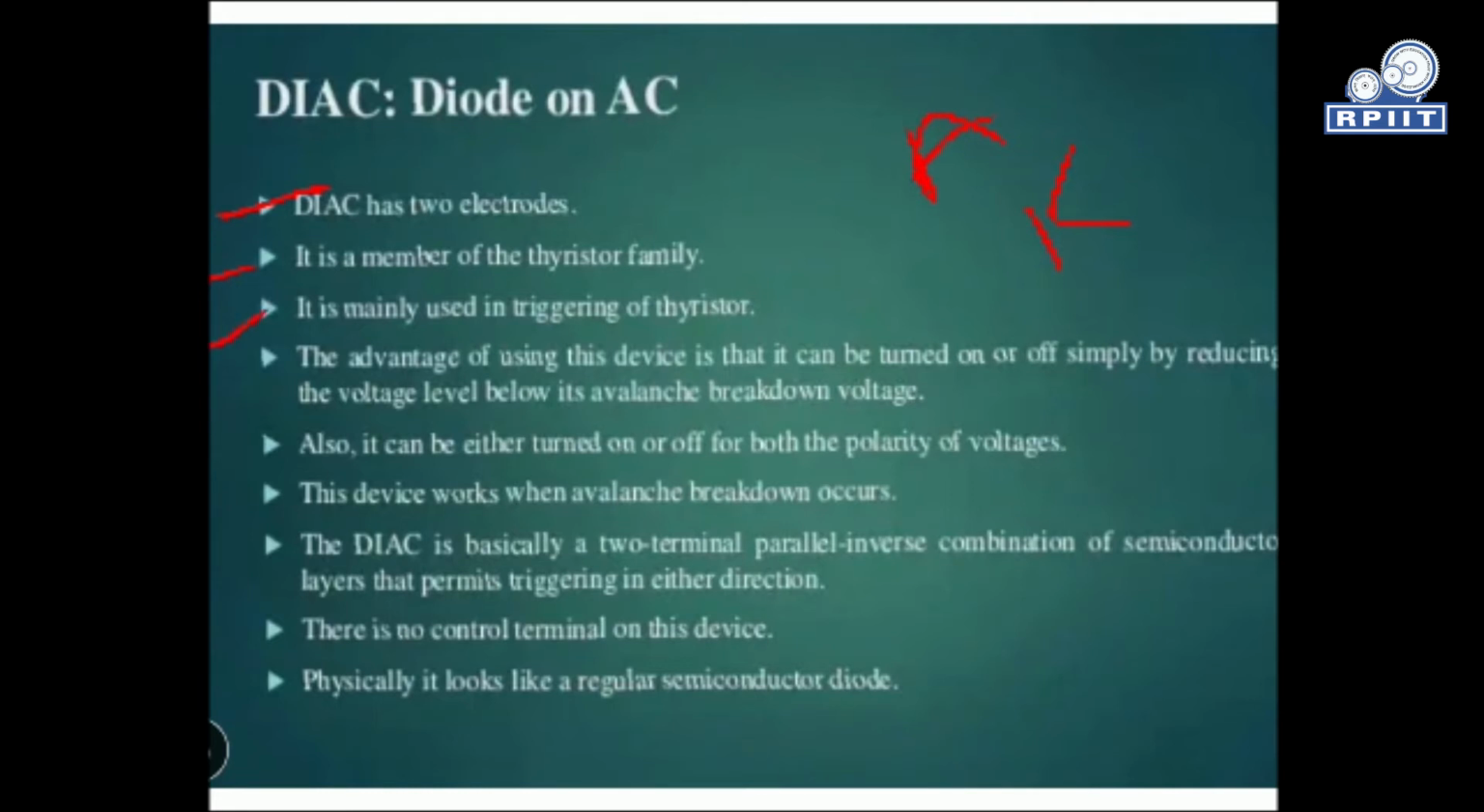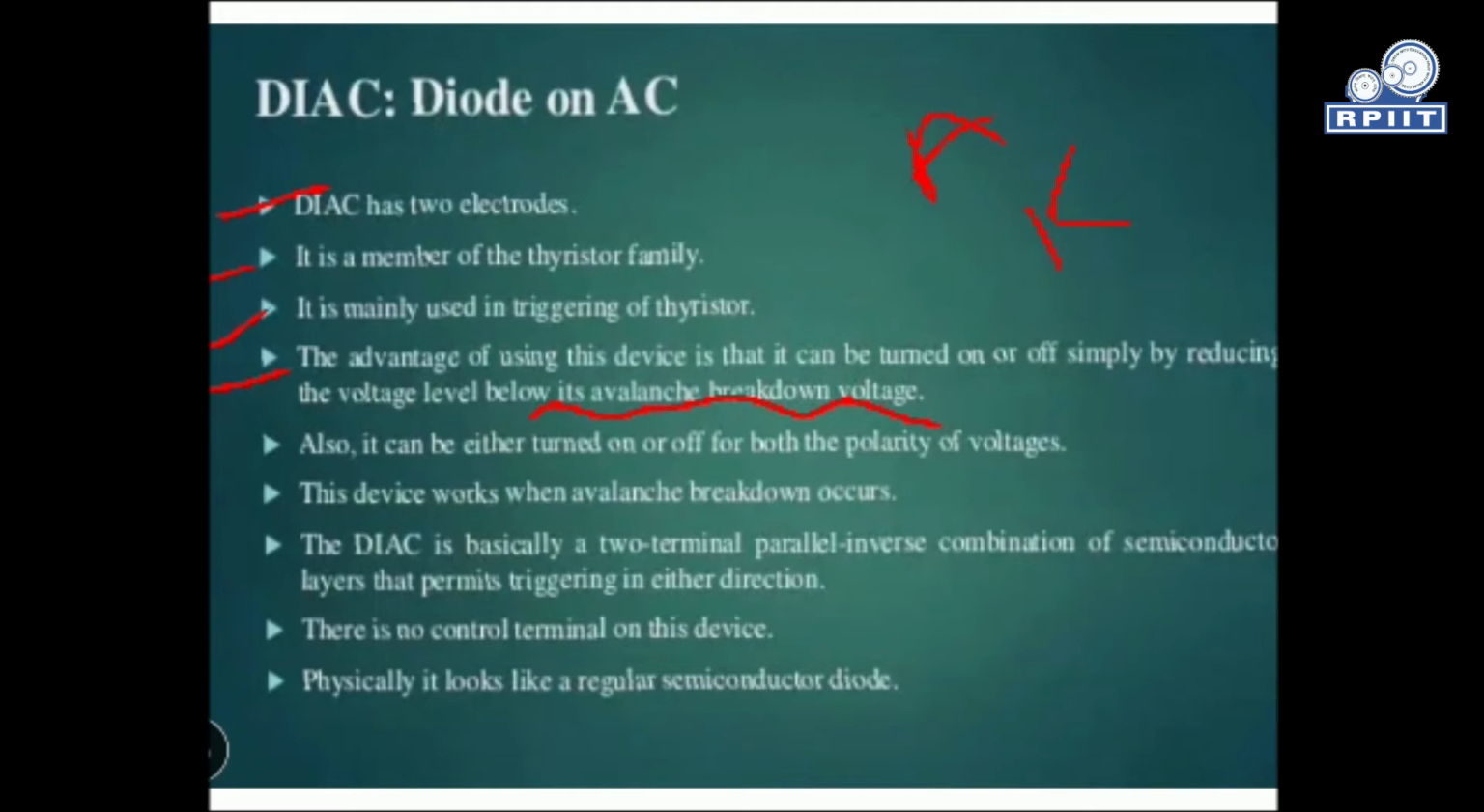As there are a lot of techniques for a thyristor to turn on, like gate triggering, pulse triggering, AC triggering, DC triggering, the same way DIAC is also used as a triggering circuit for the thyristors. The main advantage of using this device is that it can be turned off and on simply by reducing the voltage level below its avalanche breakdown. So this is the main advantage of this device.